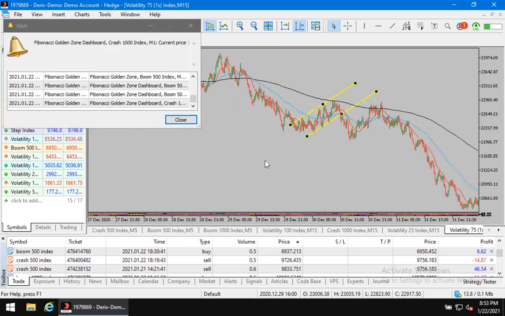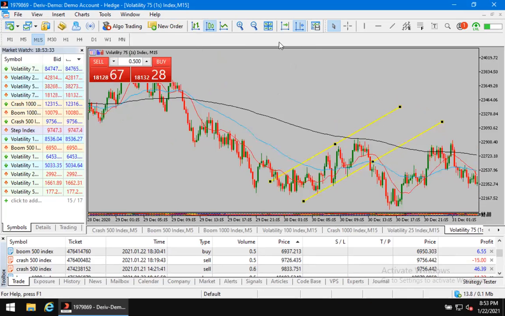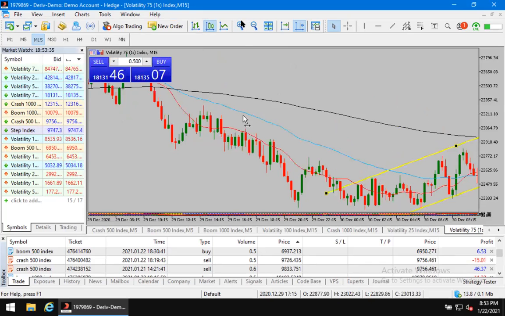So what you actually want to do is, when you break this trend line here, that's when you want to enter a sell. Now let me zoom in again a bit, so that we can get a clearer picture.